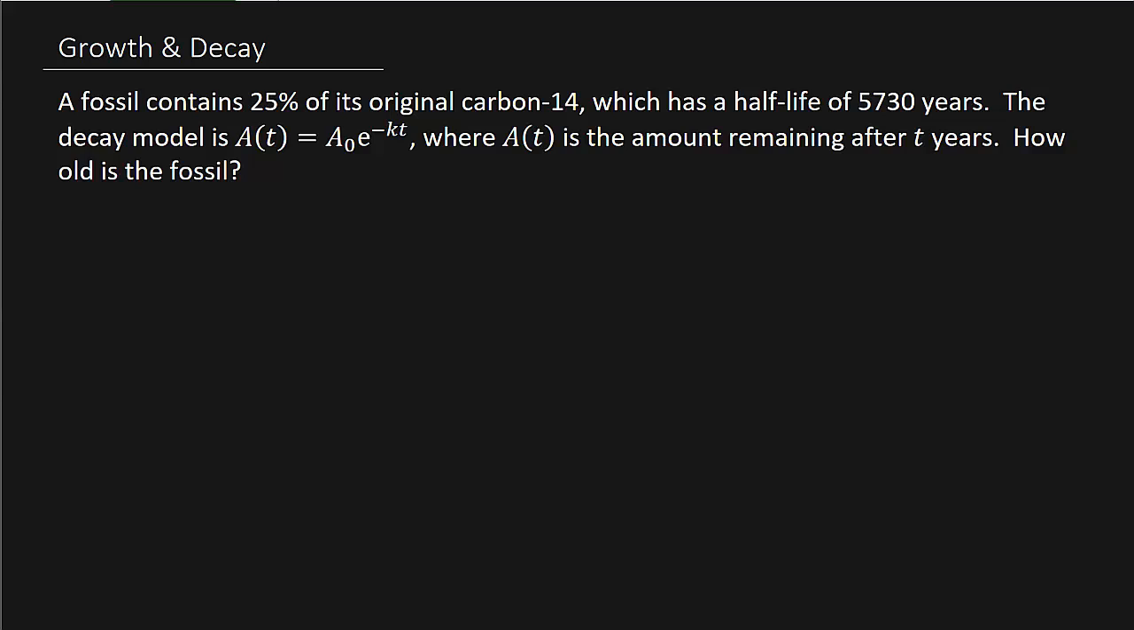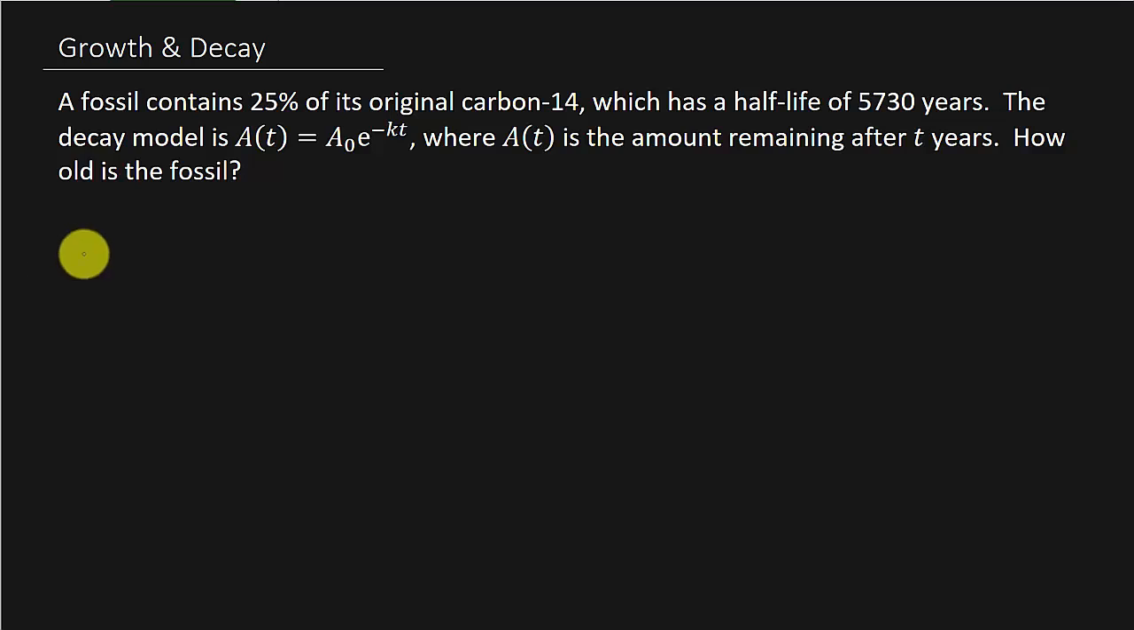We're doing some growth and decay problems. This is a decay one. Now let's get started. It says a fossil contains 25% of its original carbon-14, which has a half-life of 5,730 years. The decay model is A of t equals A naught e to the negative kt, where A of t is the amount remaining after t years. How old is the fossil?